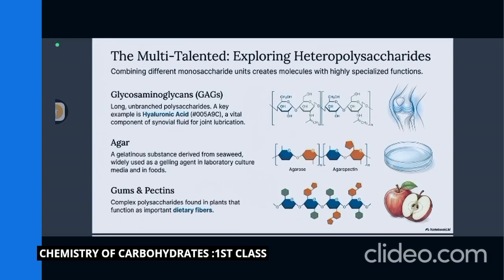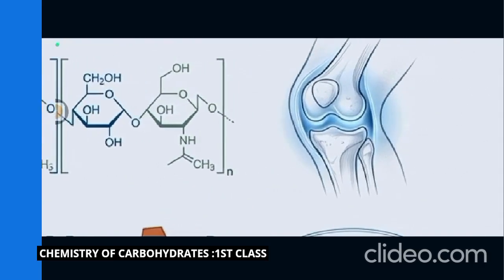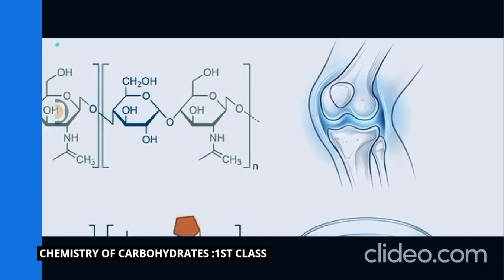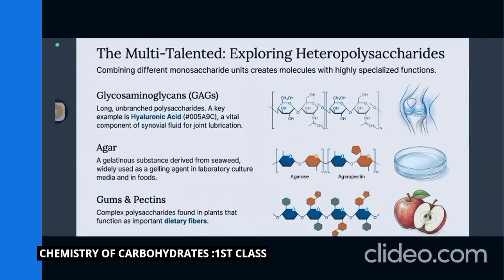The multi-talented heteropolysaccharides are glycosaminoglycans, long unbranched polysaccharides. An example is hyaluronic acid, a vital component of synovial fluid for joint lubrication. As all the GAGs are negatively charged, there is accumulation of fluid around them, so there is a cushioning effect in the joint. You can see over here the main focus structure is the joint, where two articular surfaces come together. There is a fluid, blue in color, which consists of the GAG that provides the lubricant over here.